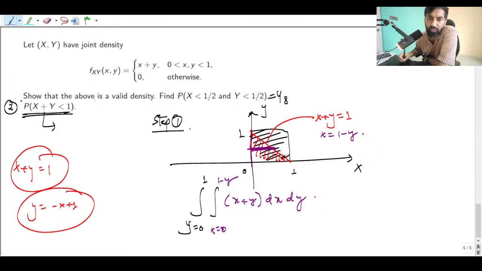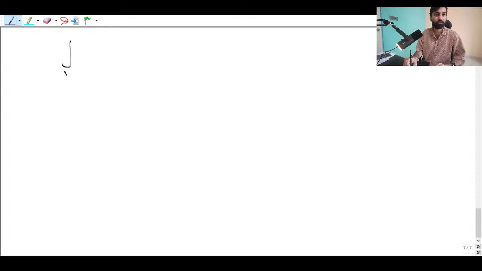So first of all, let us integrate this guy with respect to x only, treating y as constant. I'm just going to solve this integral: y equal to 0 to 1, x equal to 0 to 1 minus y, of (x plus y) dx dy.